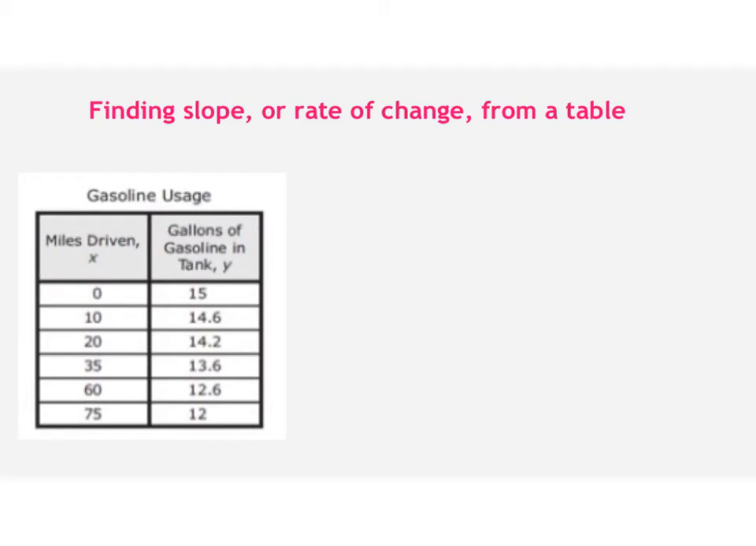All right, here we're being asked to find the slope or rate of change from the table. Because we have a table, we can see that we have an x value and a y value, so that implies that it's linear. To find our rate of change, it's going to be the change in y divided by the change in x. So we're going to look at our table and just find those changes.